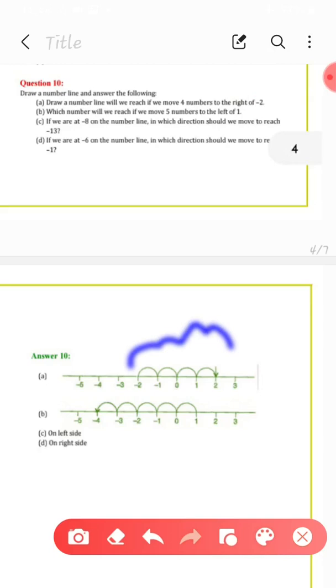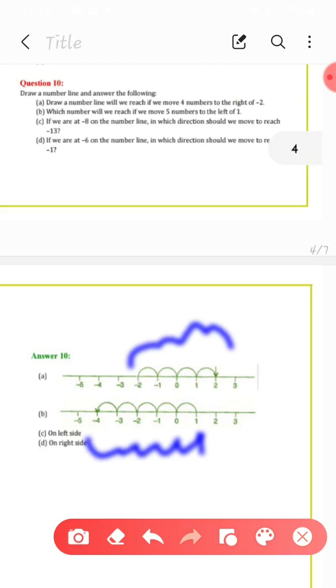Then 10b: which number will you reach if you move 5 numbers to the left of 1? Here 1 is there and we have to move 5 numbers to the left of 1. So on the left side we are moving 1, 2, 3, 4, 5. Five times we are moving and we reach minus 4. So our answer will be minus 4.